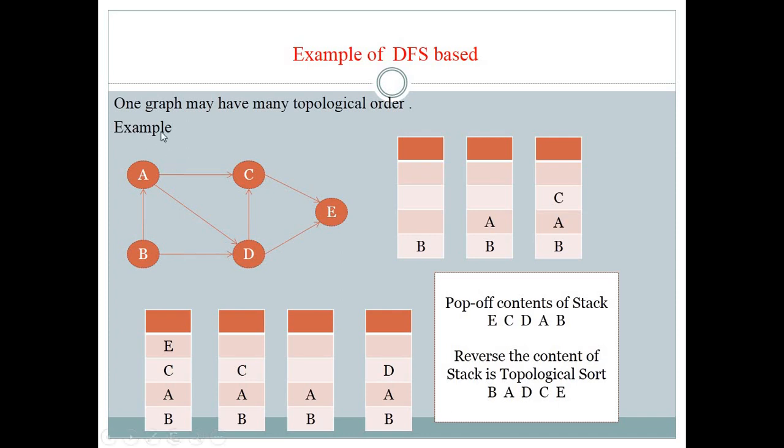Again I'm repeating, one graph may have many topological orders, so this is not the only one. You can start from A and you will get another topological sort order. You can start with any node in our graph and you will get another topological sort order based on your starting node, or we can say a source node. This thing you have to keep in mind: one graph may have many topological orders.